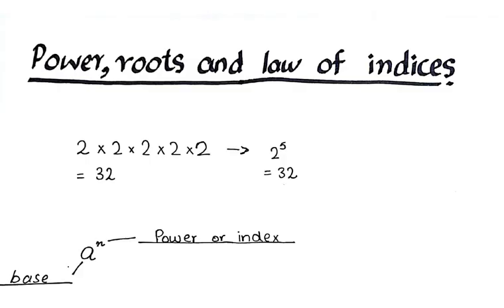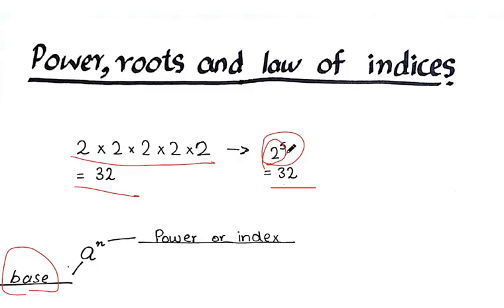To kick off, if you have been asked to multiply 2 with itself 5 times, you will get the answer of 32. But instead of multiplying it like this, which is in an extensive form, we can simply write it as 2 power 5, which will give us the same answer, 32. Now in this question, 2 is our base, while 5 is our power, also called an index.